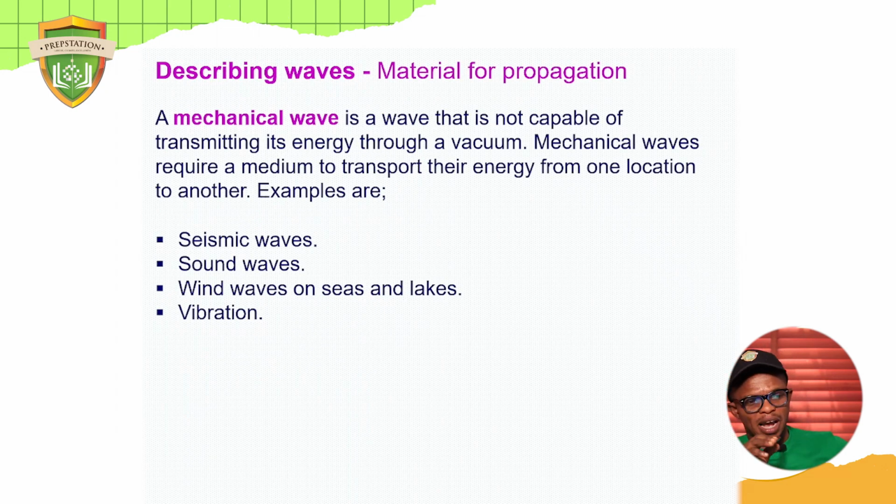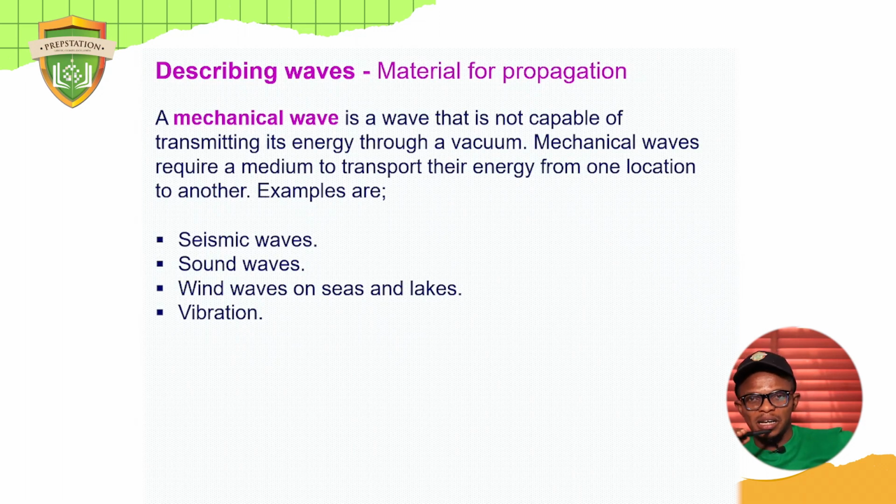What is a mechanical wave? Now, a mechanical wave is not capable of transmitting its energy through a vacuum. In other words, we are simply saying that mechanical waves cannot be transmitted until there is what? A medium. But here I'm using the word vacuum. So what is a vacuum? Simple.